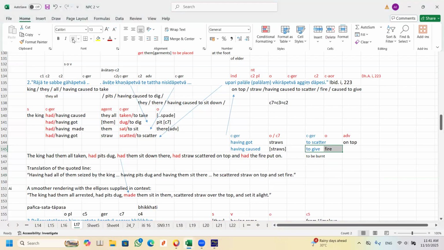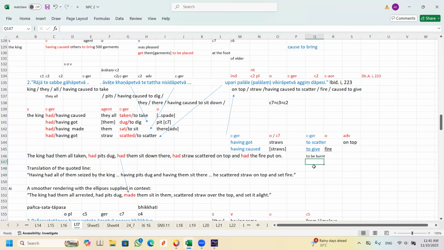If you ask me, I will replace this whole line with this word: "cause the straw to be burned." I replace this with this line. It will be a lot better because you understood that. So here you see "had the fire put on." Understood lah. This is causative, "had the fire put on."